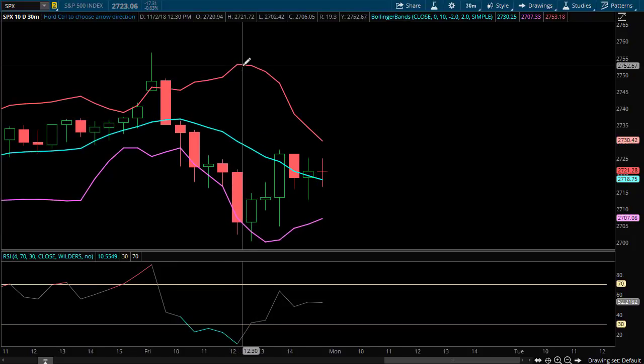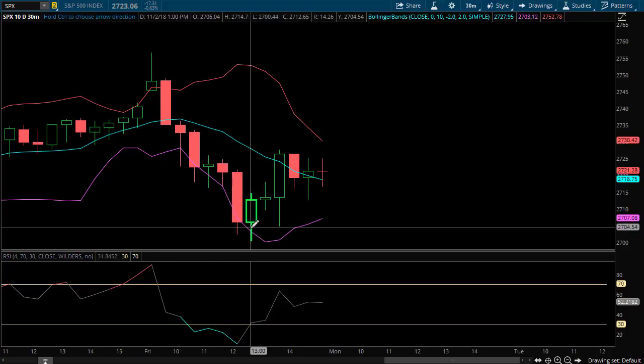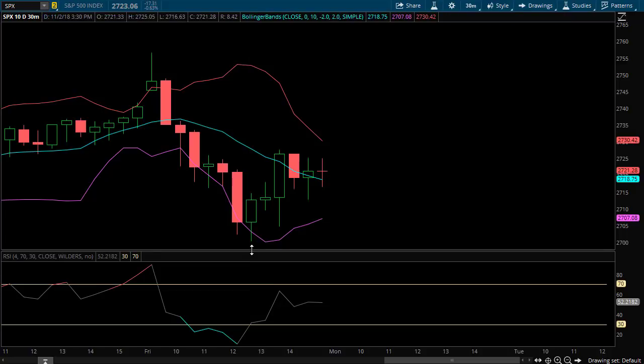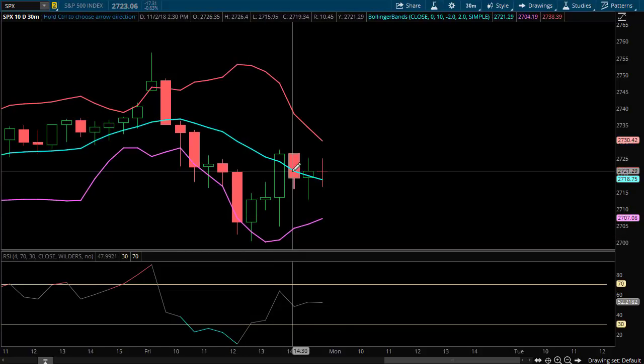But then as the RSI rolls over up here, that is a good time to initiate an out of the money credit spread. Then you get the mean reversion that you're looking for.